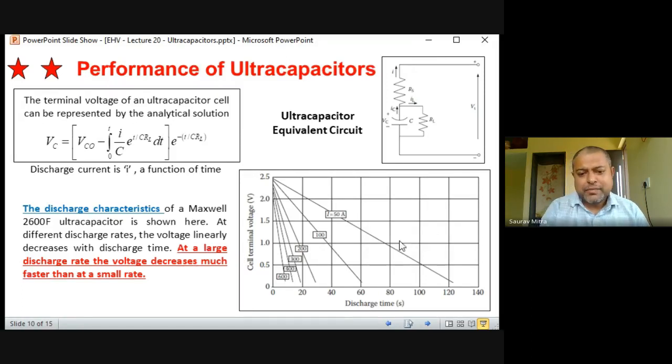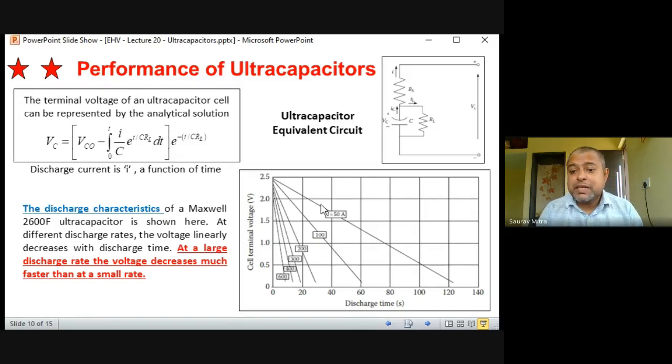What we are finding is the x-axis is the discharge time, so how fast the ultracapacitor can give you output current, and this is the cell terminal voltage. If you are asking for 50 ampere current, starting from 2.5 volt. All the graphs are starting from 2.5 volt. This graph shows how much voltage it can give with how much current.